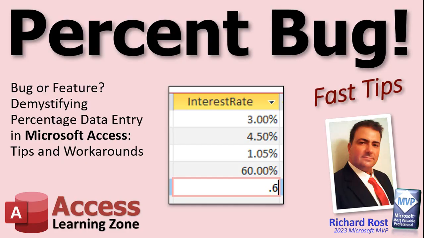So there you go. That's the percent bug. I know it's not really a bug. It's just that "percent bug" makes a better headline. It's kind of a bug. I really think the Access team should modify that behavior. I think it should either never put the percent sign there for you or always put the percent sign there for you when you type in a decimal point. Change that.